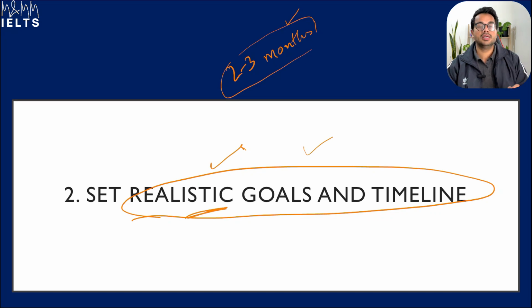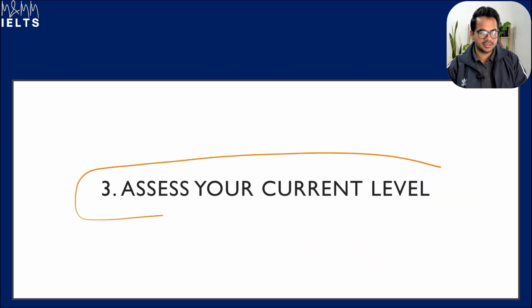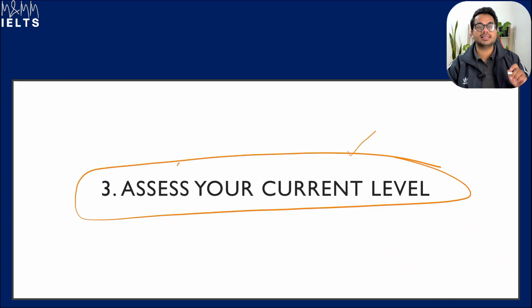So set some good, realistic reality checks for yourself and then work accordingly. Next thing, and this is extremely important, and that is assessing your current level. First you have to know where you currently are so that you can see, okay, how far am I from my goal of band 8.